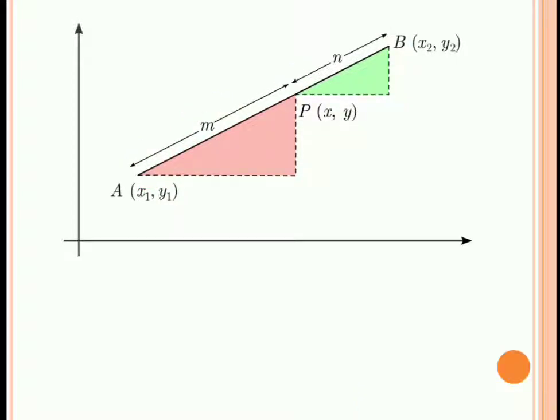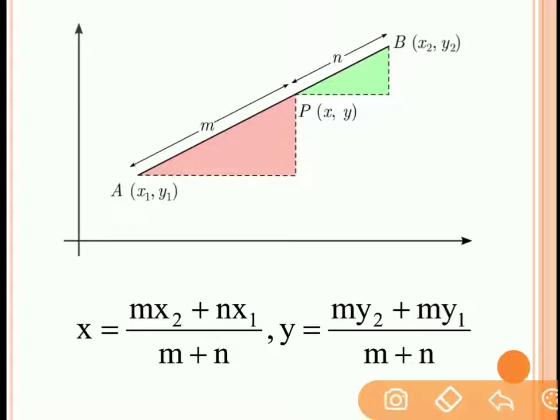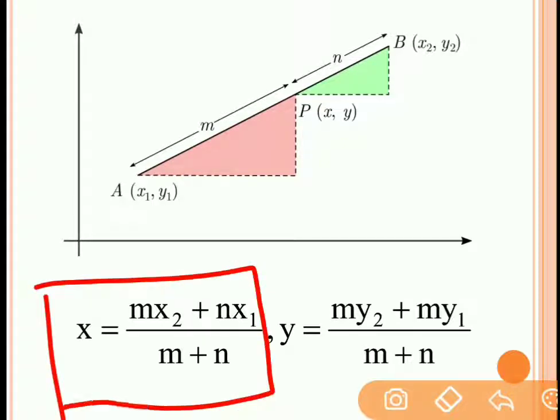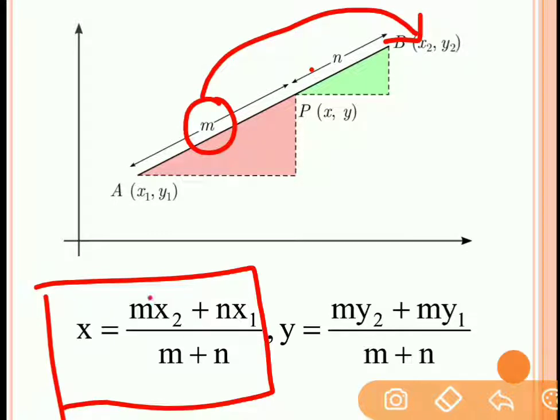To find the coordinates of this point P, we use the section formula. The x value is equal to (m times x2 plus n times x1). Now how to remember this? M is towards the A side, that is, the distance between A and B. So you have to take m into the x coordinate of the point B, plus n into the x coordinate of the point A. Fine. So you will get the x coordinate of this point P.